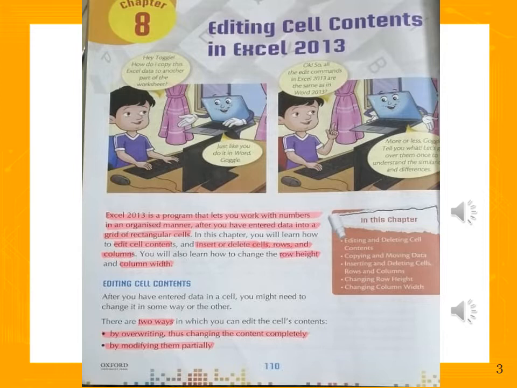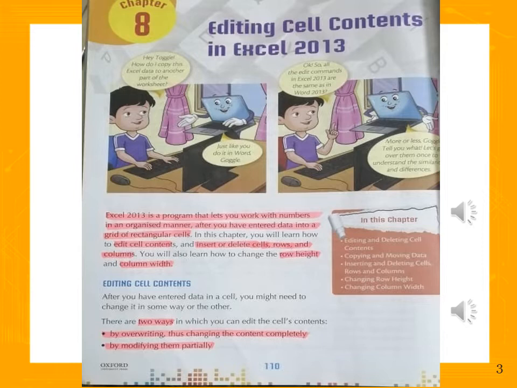And now editing cell contents. After you have entered data in a cell, you might need to change it in some ways or other. There are two ways in which you can edit the cell contents. The first one is by overwriting, means your first present data will be deleted and your new data will be written, thus changing the content completely. By modifying them partially, like if you have 2 to 3 words written in a cell and you want to change only one, you can do it by partially modification.